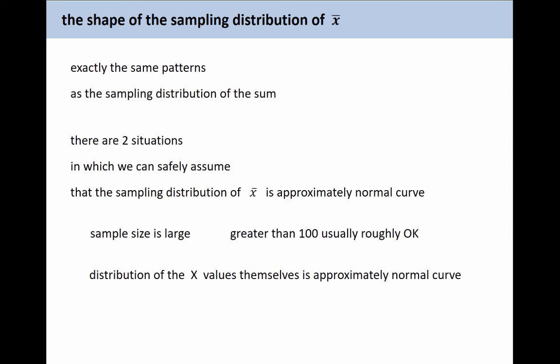So we'll be using these results a lot in our work coming up in weeks 5, 6, and 7 especially. And we want you to be able to have this background about when the shape of the sampling distribution for sums and averages can be assumed to be approximately normal curve.